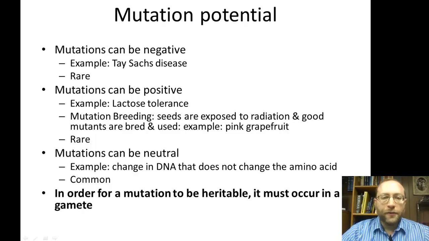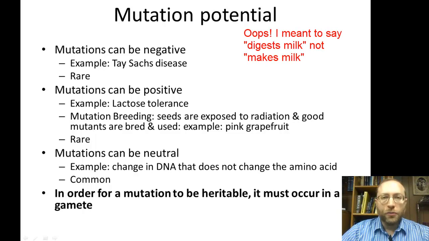Mutations can be positive. One example would be lactose tolerance, not intolerance. Thousands of years ago, all humans were lactose intolerant, just like practically all mammals are lactose intolerant. Lactose intolerant basically means that once you're past the age of infancy, once you stop breastfeeding, you can no longer produce the enzyme that digests milk. And normally this makes perfect sense. Why make an enzyme when milk is not part of your diet?